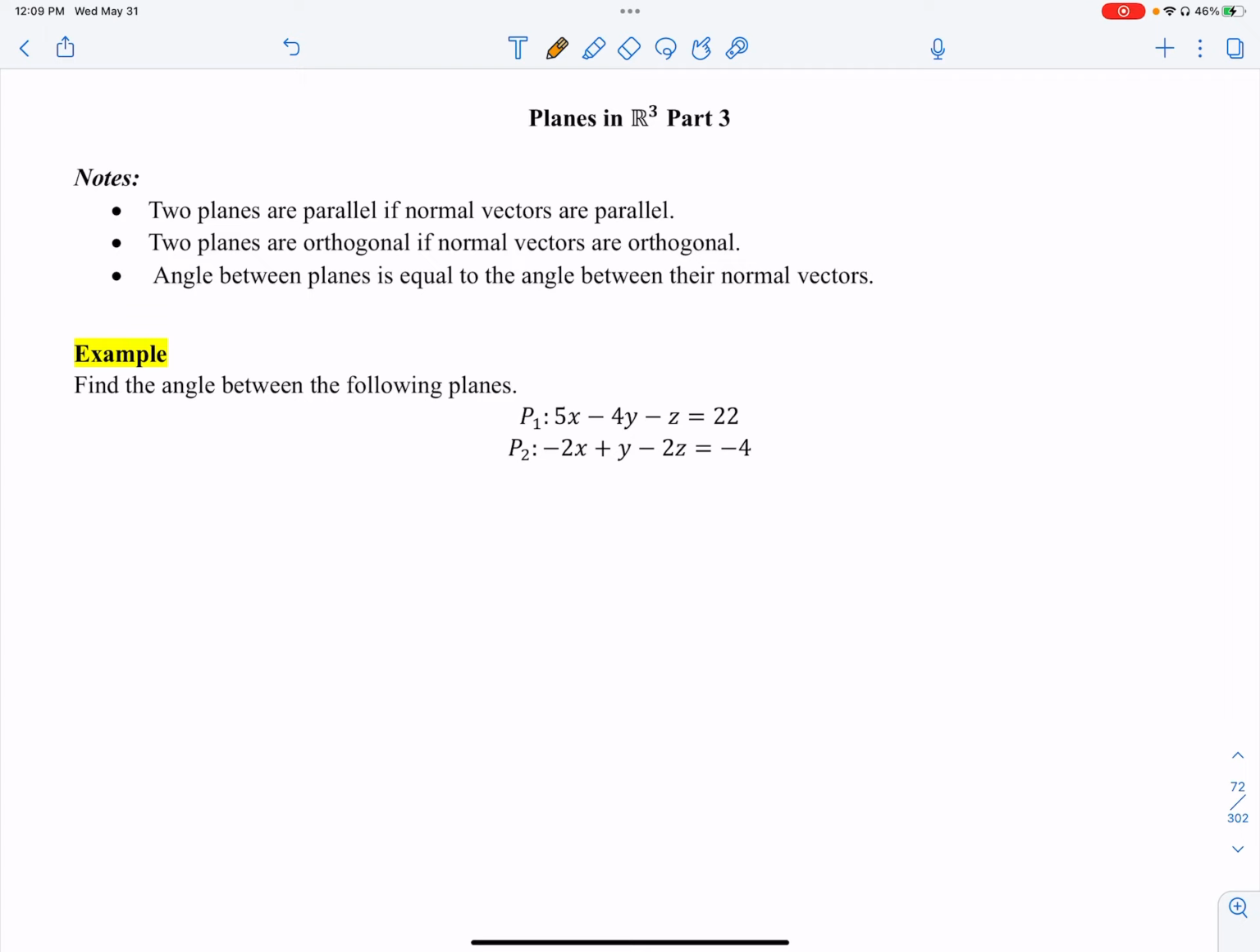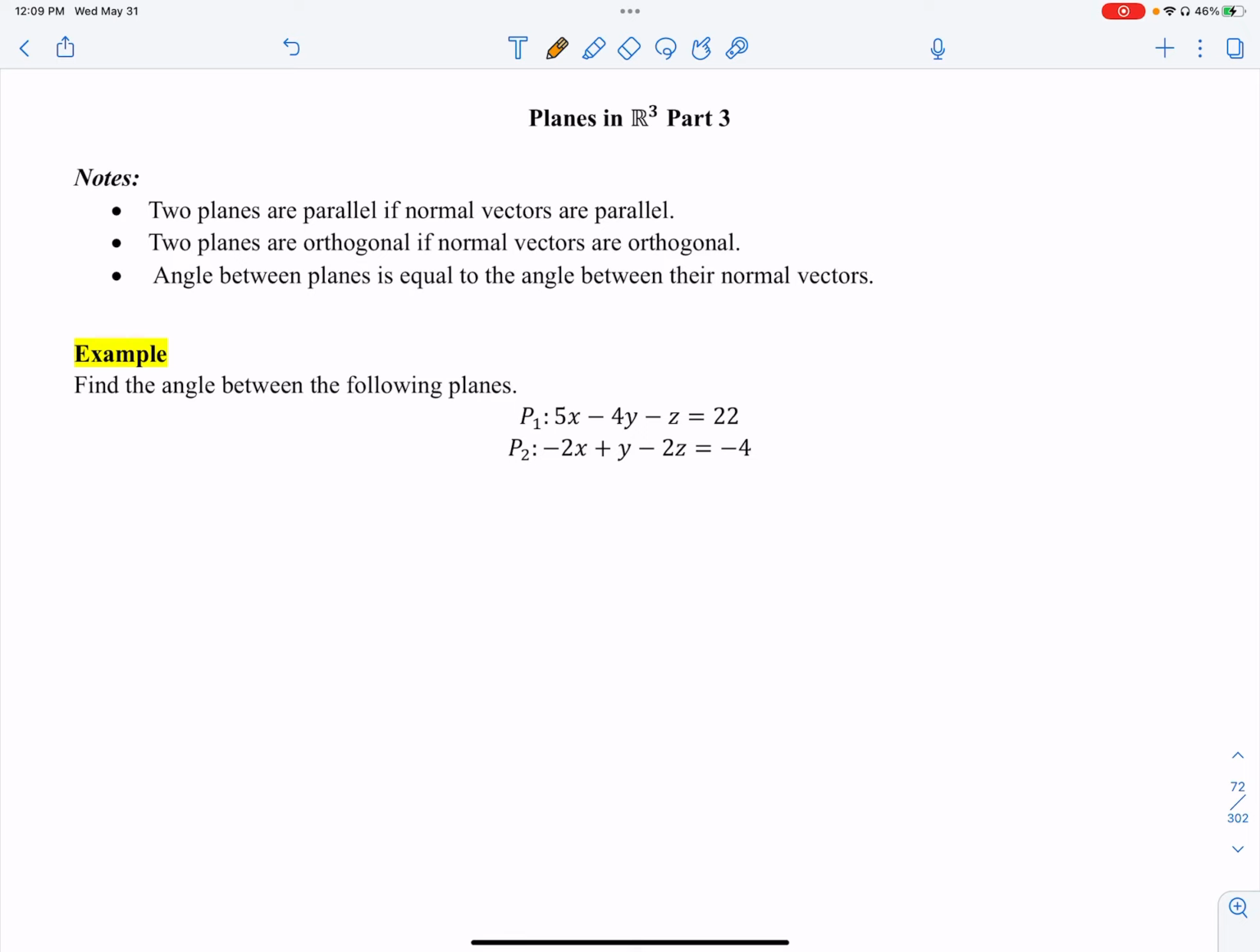The same with orthogonal. If two planes are orthogonal, then their normal vectors are orthogonal. So we can do vice versa. And then the last thing, the angle between planes is equal to the angle between their normal vectors. So we don't need to calculate from the plane. We just need to grab their normal vectors.